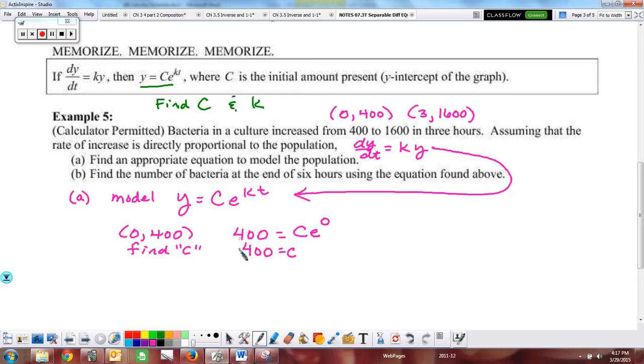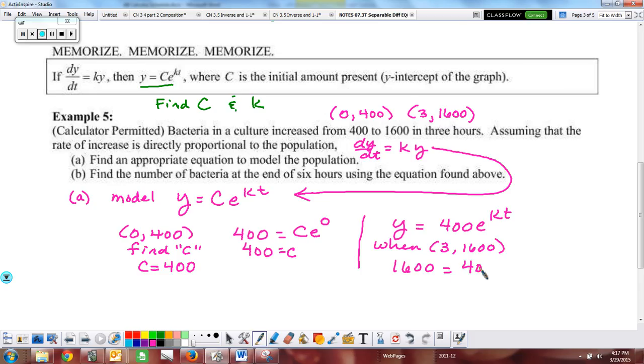You actually don't even need to show this work. You can immediately go, hey, (0, 400) means c is 400, and we're done with that part of it. Then the second part is we've got to find k. So our model at this point is 400 e to the kt. Now I'm going to use the point (3, 1600). So 1600 equals 400 e to the 3k.